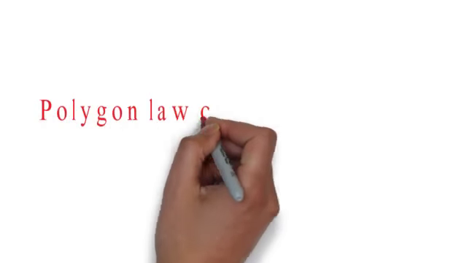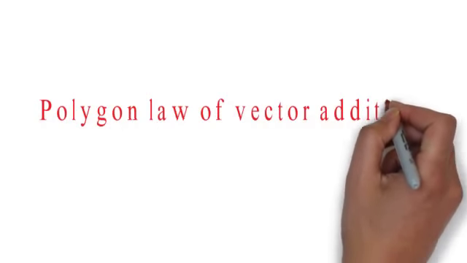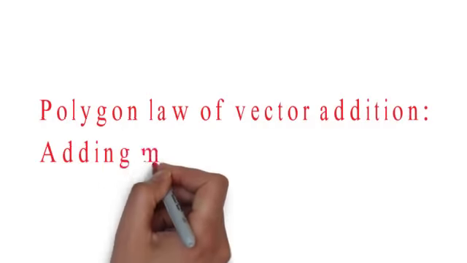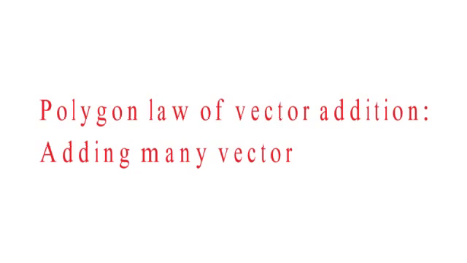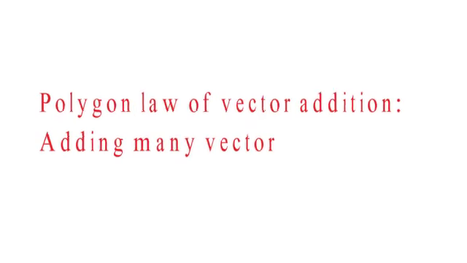Polygon law of vector addition. Here we will learn how to add more than two vectors. For two vectors, we can either use the triangle law or the parallelogram law. If we have to add more than two vectors, we can use the polygon law.